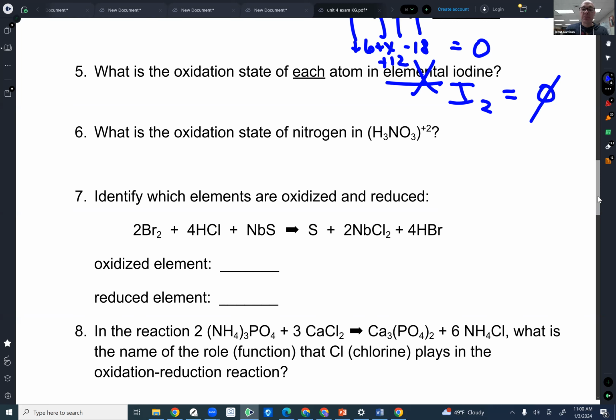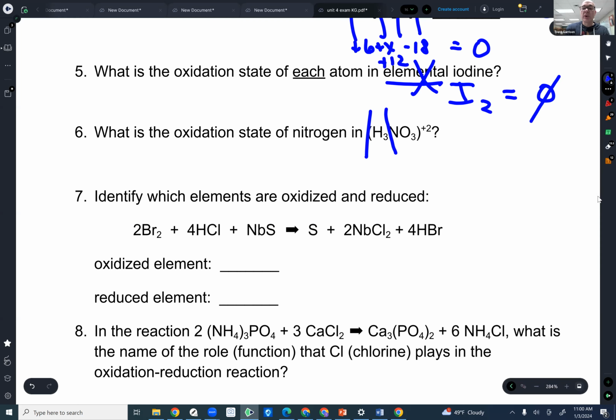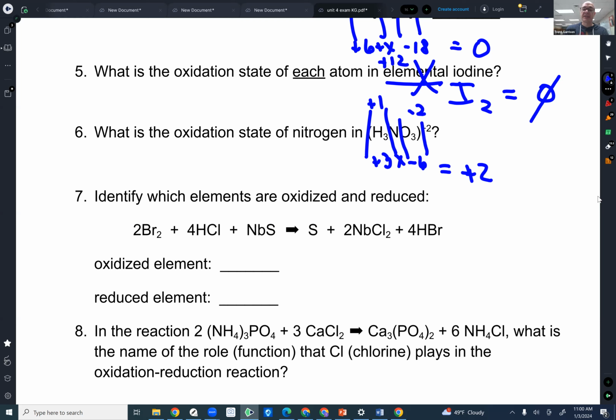Nitrogen, same process as before, but this time, instead of it equaling out to be equal to 0, it's going to be equal to +2. Now, there is a rule that says that all of the hydrogens must be equal to +1. Each of the oxygens must be equal to -2. So that's a total of -6. So I've got 3 plus x minus 6 equals... oh, sorry, not +2, -2. -2.